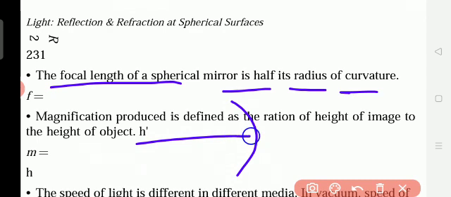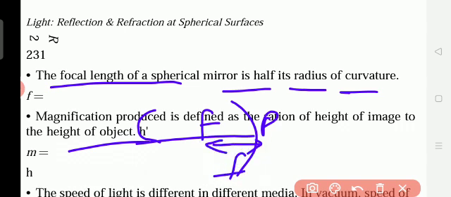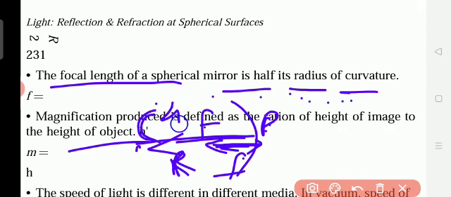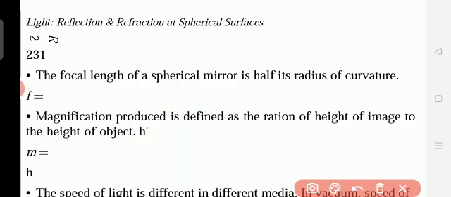For example, in a spherical mirror, this is the pole P, the focal point is here, and this is the center of curvature. The distance between the pole and the focal point is the focal length, and the distance from the pole to the center of curvature is the radius. So the focal length of a spherical mirror is half its radius of curvature. For example, if the radius is 4, the focal length is 2. That is why we say f = R/2.